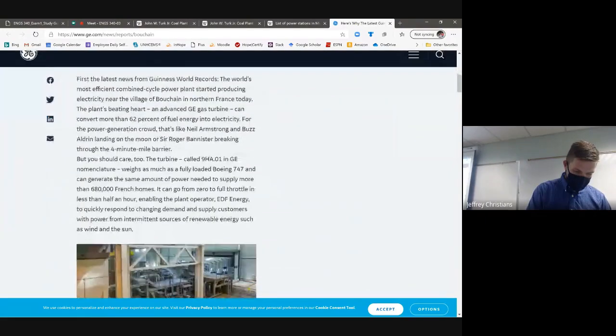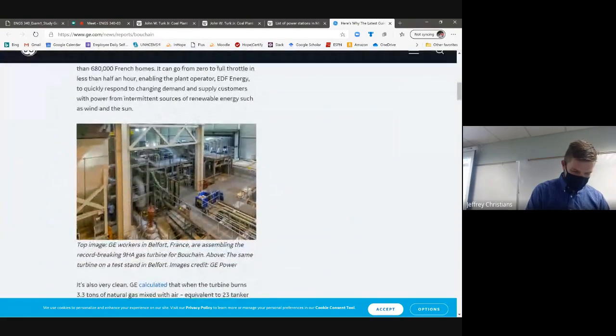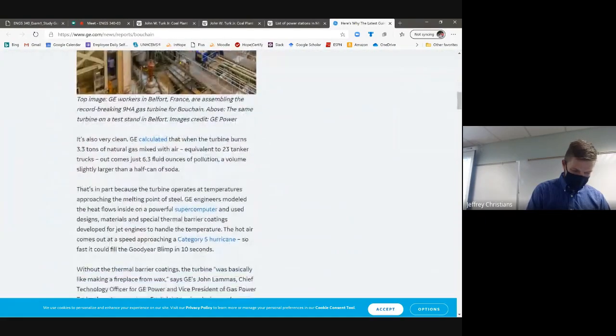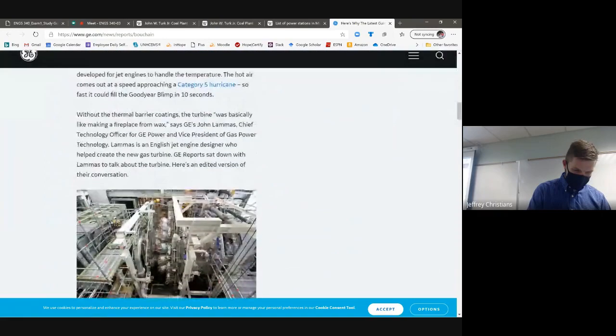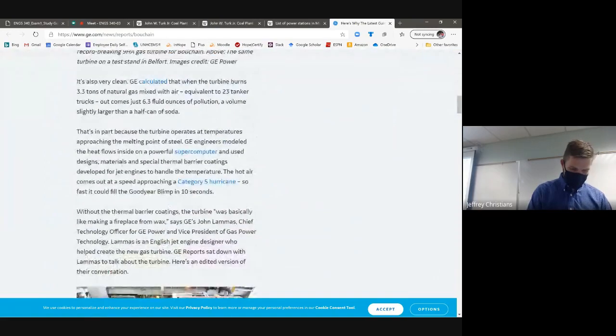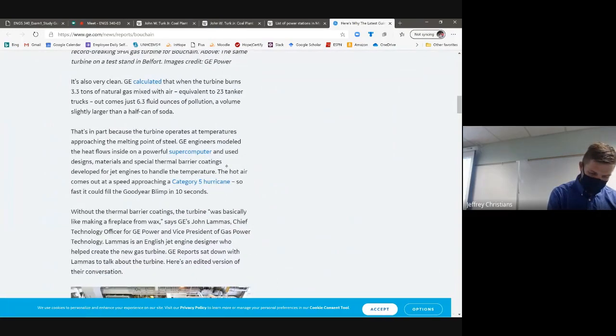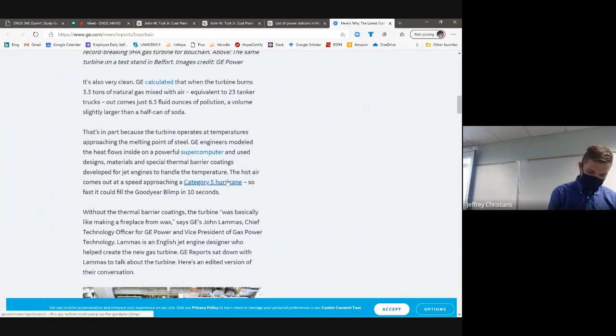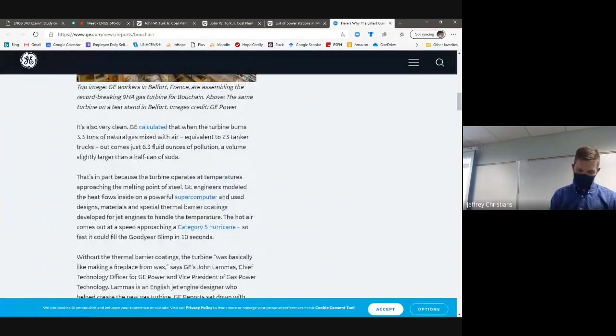If you go here, this is just kind of a sense of the scale of some of these things. So I like this. It says here, right by that, the hot air comes out at a speed approaching a Category 5 hurricane.